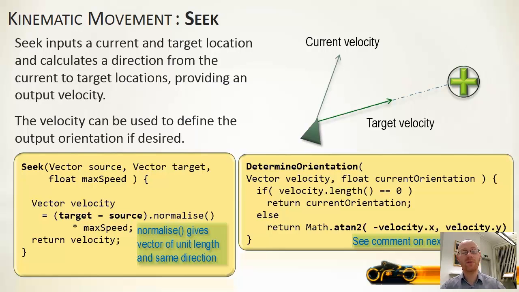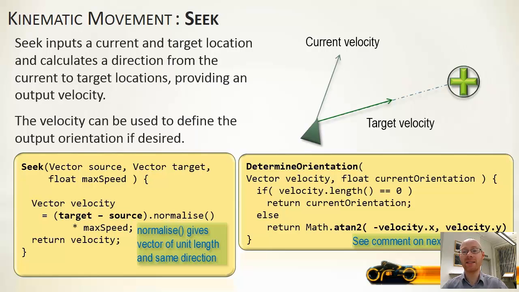So a little piece of code here will work out where we go and then scale that based on the speed that we want to take us to that particular point. Over on the right hand side for the determine orientation method, here is a simple method.